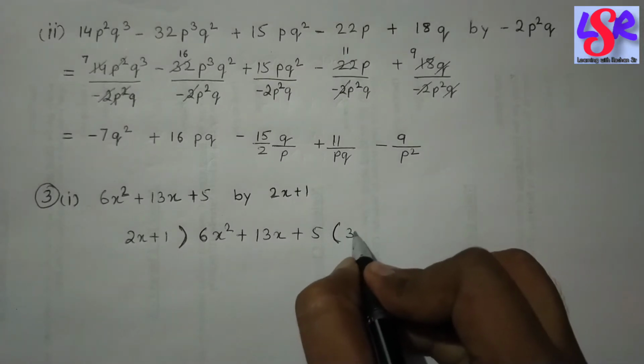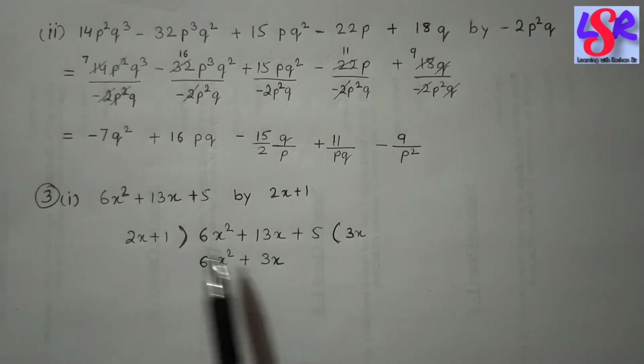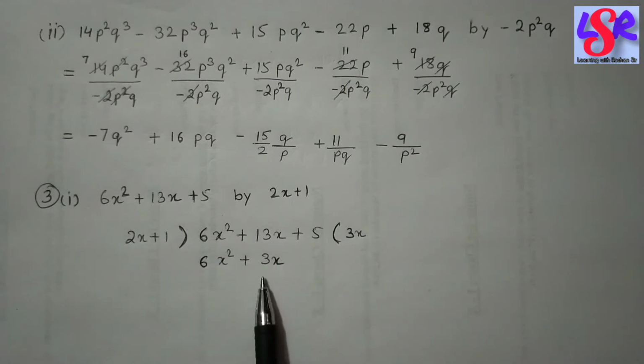So we are going to multiply 2x by 3x to get 6x square. And then we will multiply both of these numbers by this 3x. And here we get 6x square plus 3x. 2x into 3x we get 6x square, and 1 into 3x we have got 3x.